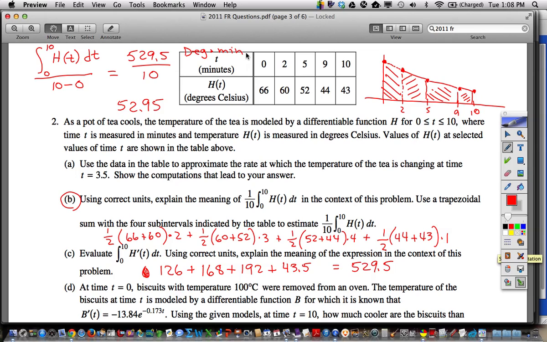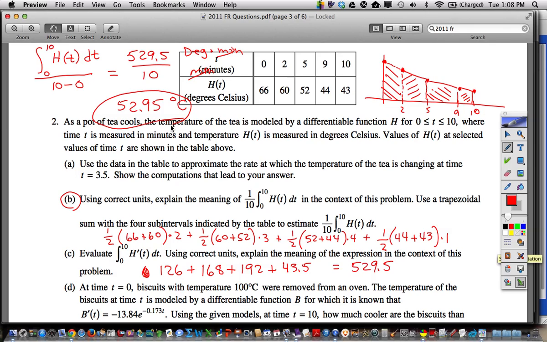But then the 10 is minutes. And so minutes cancel minutes, and so we get degrees. So when we do this, this is degrees. Now, what is the meaning? The average temperature of the T over that 10-minute interval.